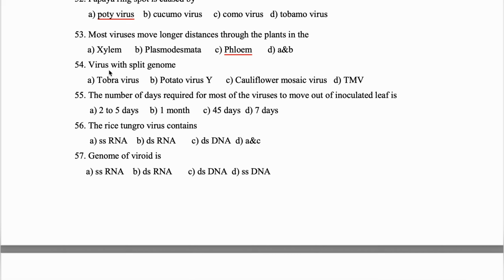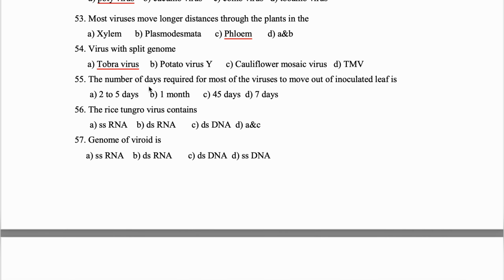Question 54. Virus with split genome. It will be tuber virus, such as tobacco rattle virus. Alright. Next, the number of days required for most of the viruses to move out of the inoculated leaf. It will be 2 to 5 days.